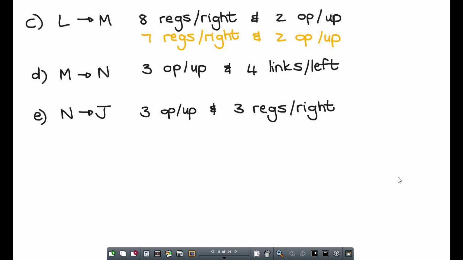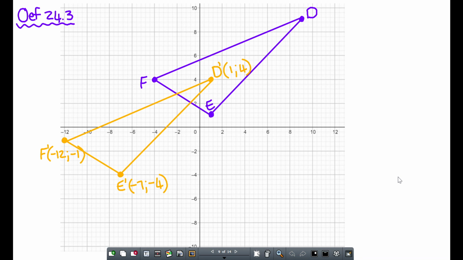Hands up, you're still copying? No one. Good. Okay, then exercise 24.3. You had to, at 1A, plot points D, E, and F on the same set of axes and then join the points to form triangle DEF. Now that you will see is the blue triangle. Okay? Then at B, they asked you to translate triangle DEF 8 units to the left and 5 units down.